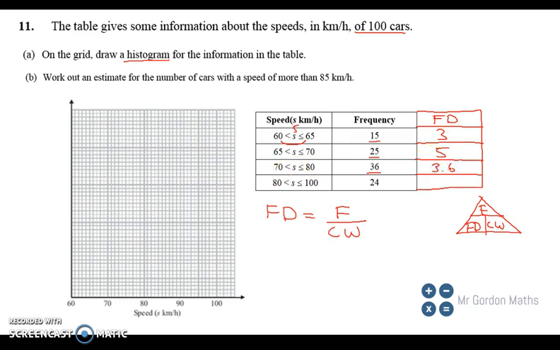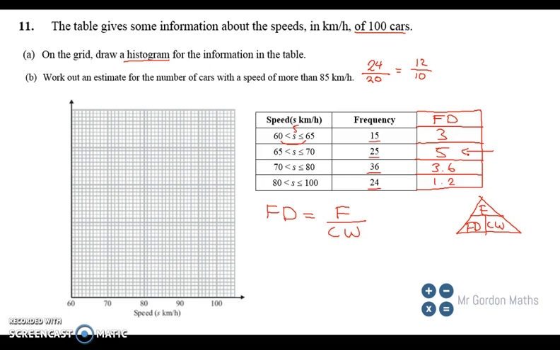And then 24, we've got 24 divided by a gap of 20. So 24 divided by 20, simplify it down a bit, we get 12 over 10. I know 12 divided by 10 is nice and easy. 12 divided by 10 is 1.2. That means we're going to put on a scale onto our graph, and the highest number for the frequency density is going to be our 5.